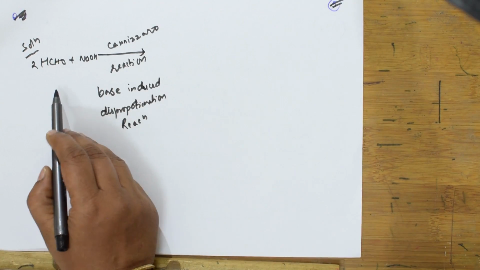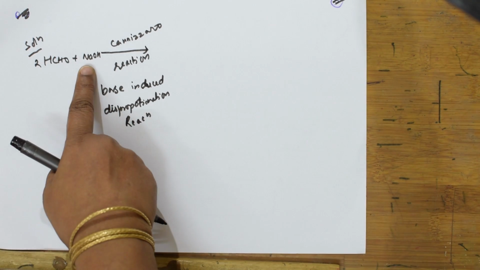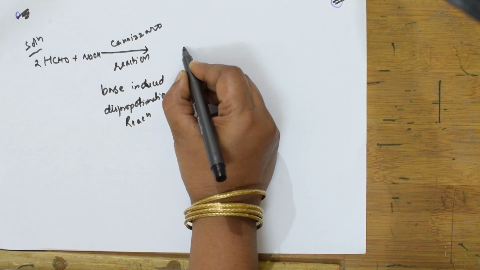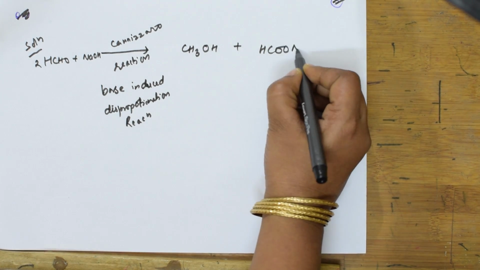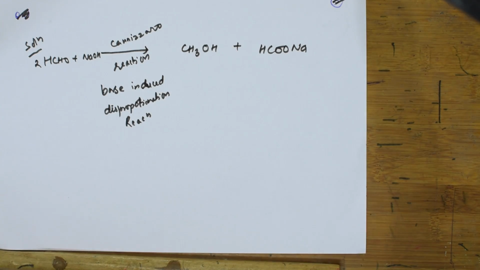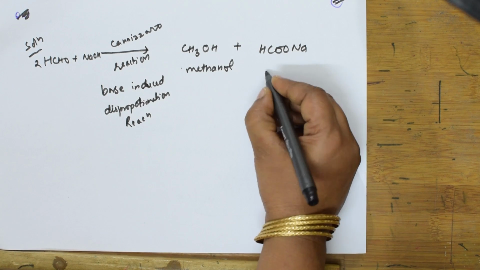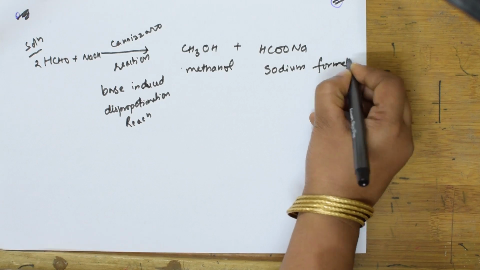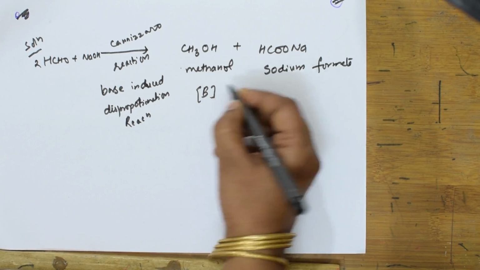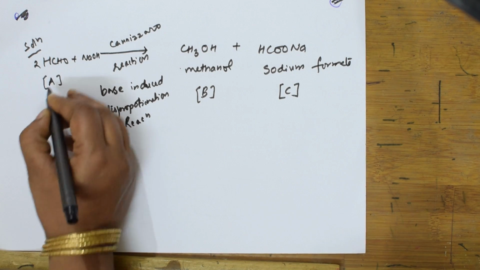We very well know one gets oxidized, one gets reduced. One would be an alcohol, one would be an acid. But here you are inducing a base. That means one would be methanol, an alcohol, and one would be the sodium salt of that particular acid, sodium formate. I told you, as in the Cannizzaro reaction, this is B. One would be an alcohol, one would be an acid. And this is A, formaldehyde.